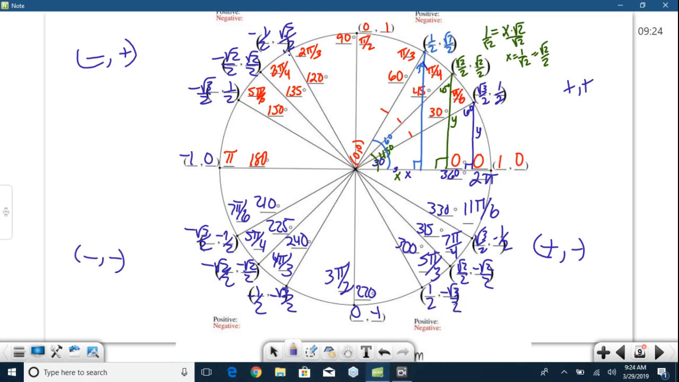All right, so the next thing, if you want to identify a trig function from the unit circle, let's say you want to know the sine of 45 degrees. It's your y coordinate. Okay.